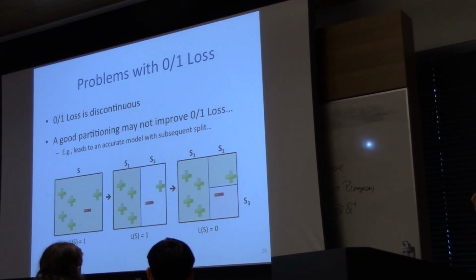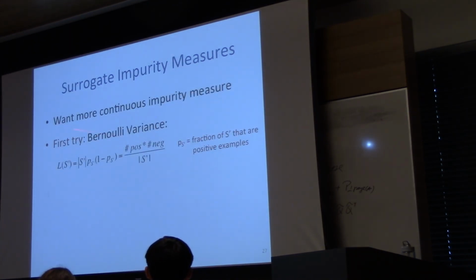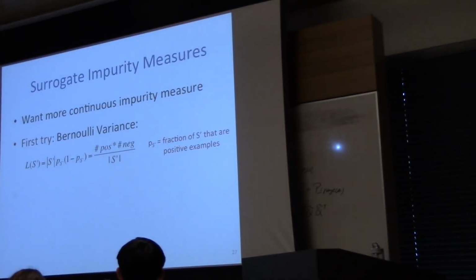Even though the accuracy of the final prediction isn't getting better, the fact of the matter is this tree is less confused about its prediction than this tree is. It's somehow more confident, right? And so here's one way to measure that sort of confusion or confidence.